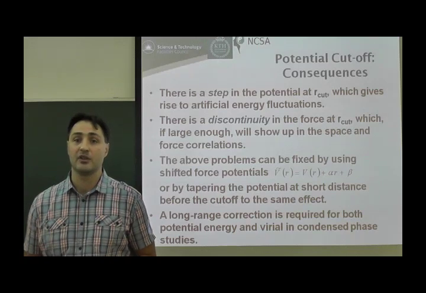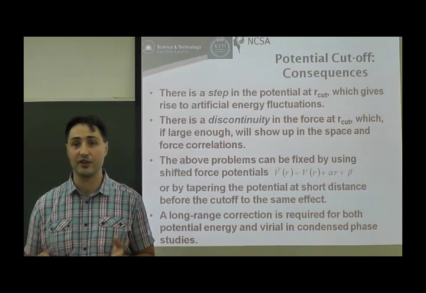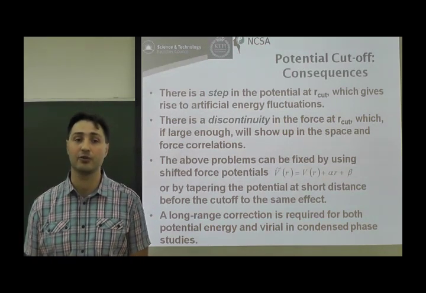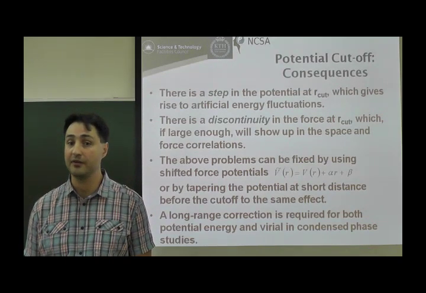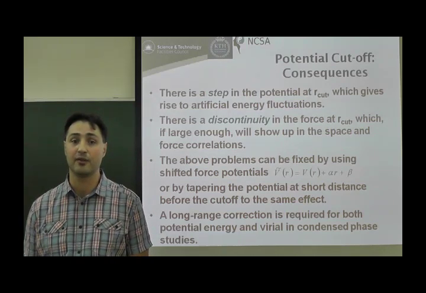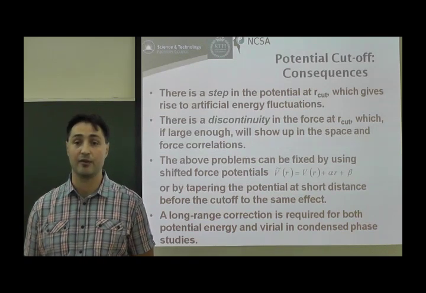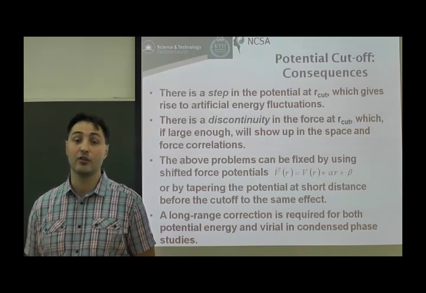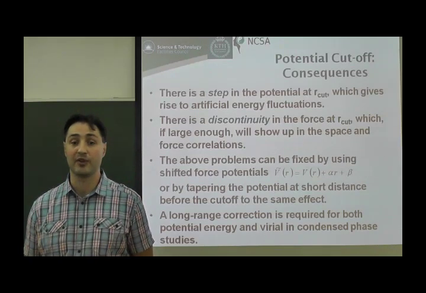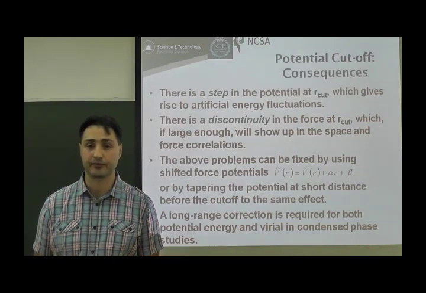So what are the consequences of the introduction of potential cutoffs? There is a step in the potential at R cut, which gives rise to artificial energy fluctuations. There is a discontinuity in the force at the cutoff, which is large enough and will show up in the space and force correlations. The above problems can be fixed by using shifted force potentials, and that's the formula you can see on the screen, or by tempering the potential at short distances just before the cutoff to the same effect. The long-range corrections are required for both potential energy and virial in condensed phase studies, and these are easy to calculate.